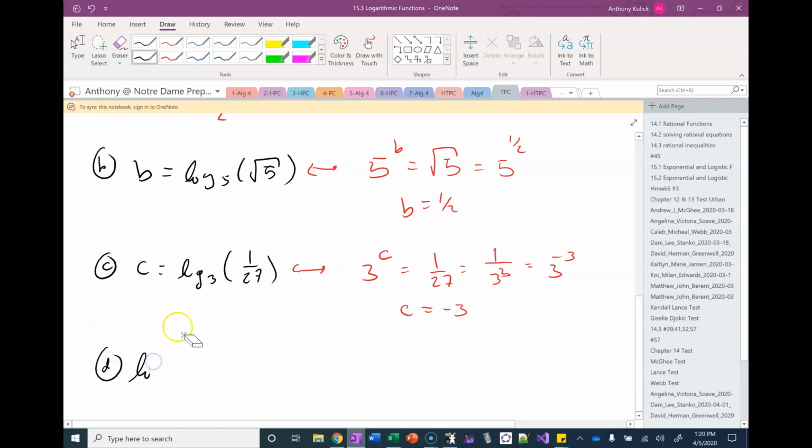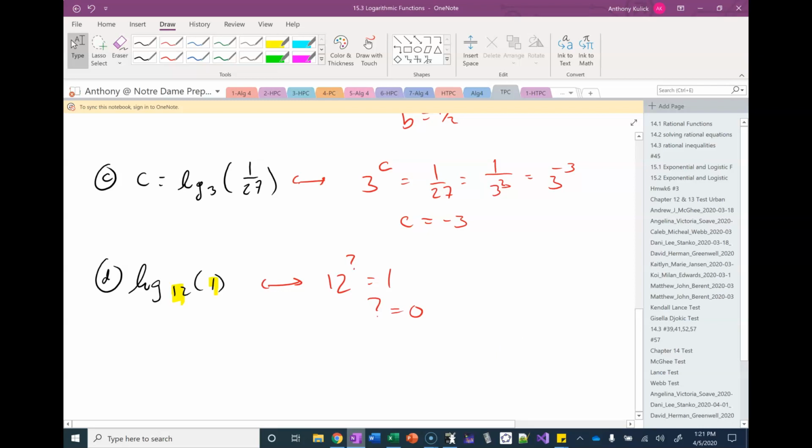And what if we have log base 12 of 1? Well, I'm asking, what power of 12 gives us 1? Here I know that anything to the 0 power gives me 1. So we can say log base 12 of 1 is 0.